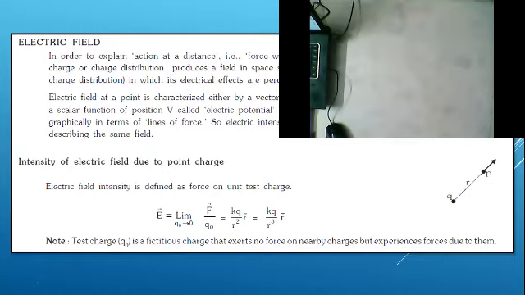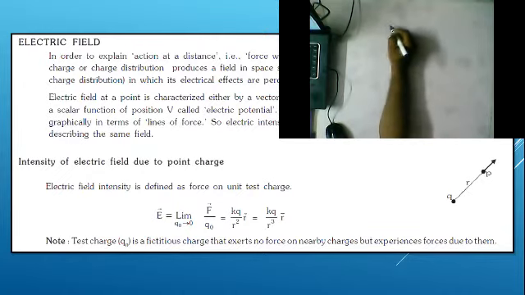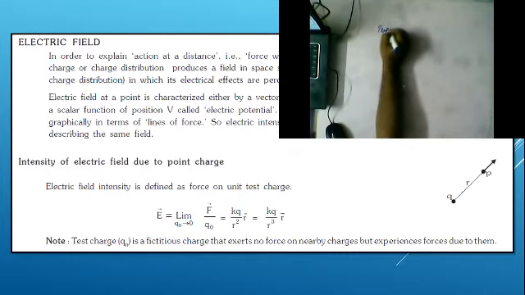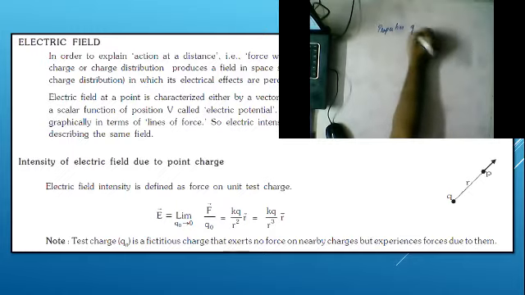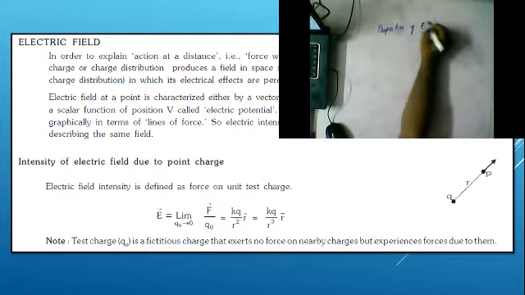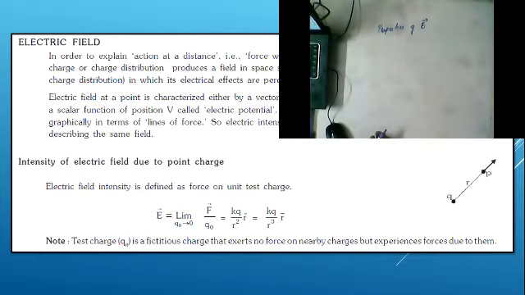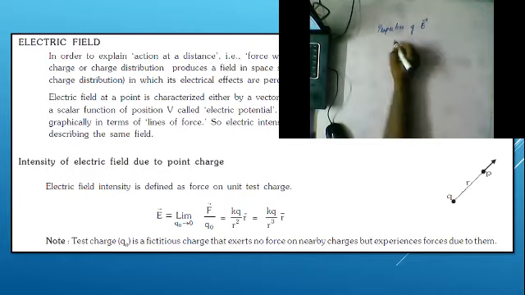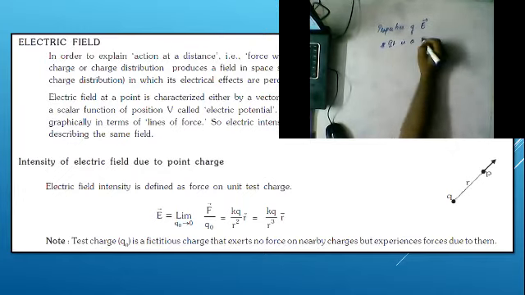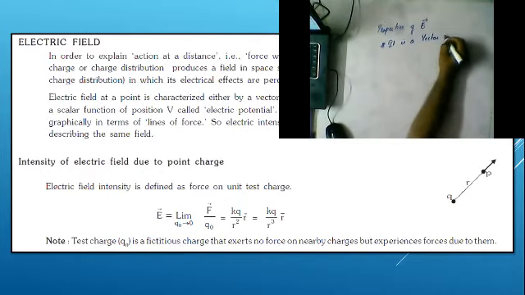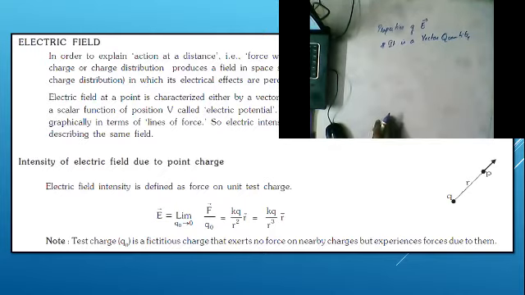Now we will discuss some properties of electric field intensity, or simply E bar. Here, electric field intensity is represented as E bar. First of all, it is a vector quantity. Vector quantity means which has both magnitude and direction.